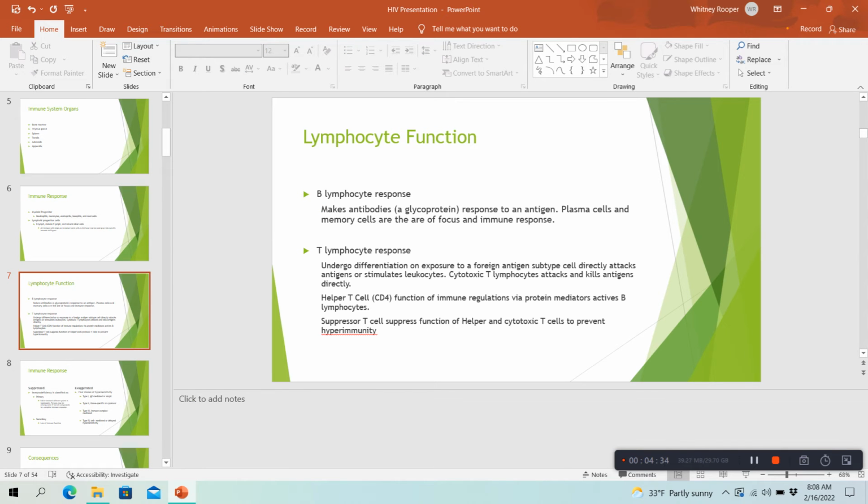So our B lymphocyte responses. Deleted a lot of stuff. So our B lymphocyte responses, they make antibodies for us. So our plasma cells, and we also have memory cells that fall under that B lymphocyte. Our plasma cells, we talked about what condition? It was in cancer. Yeah, it's one of the cancers we talked about that affects the plasma cells.